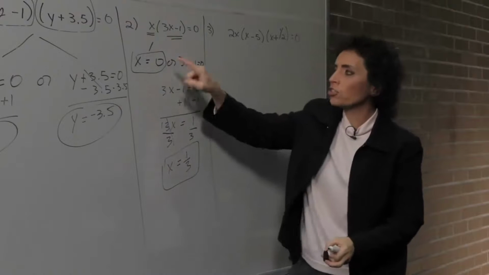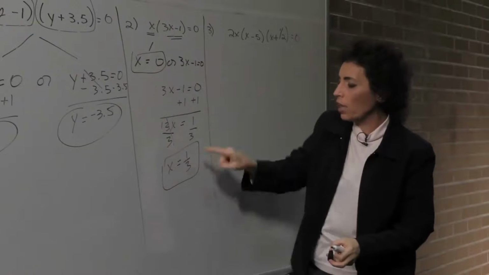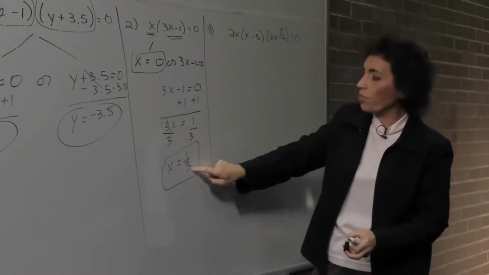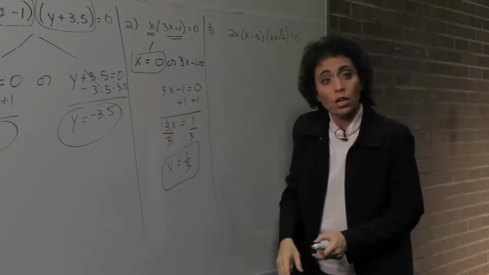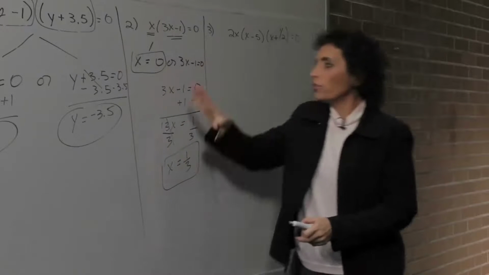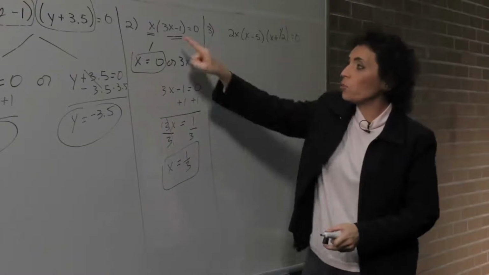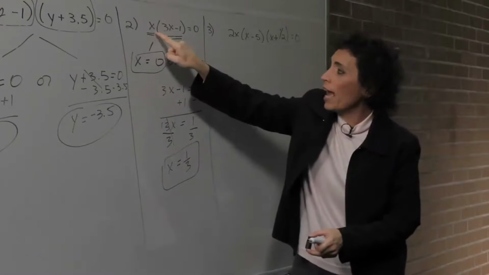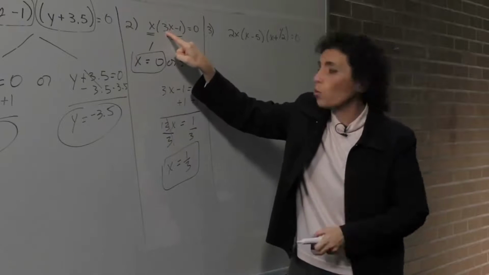Again, two checks. That would go in for 0 both places. Then 1/3 would go in for x both places here. Okay, so two different checks. All right, so that's number 2. And again, this would be quadratic if I multiplied it out. x times 3x is 3x squared.